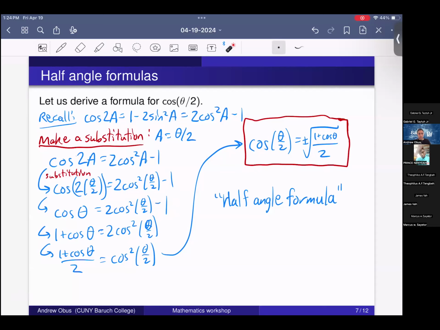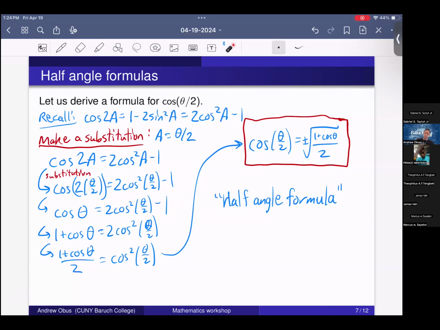Gabriel? Is your focus to solve for cos theta over 2? Yeah. So in order to solve for cos theta over 2, you have to isolate it, so you send the 1 across.